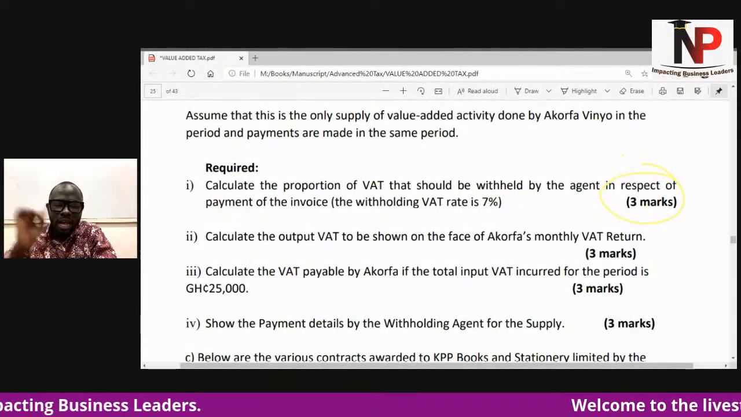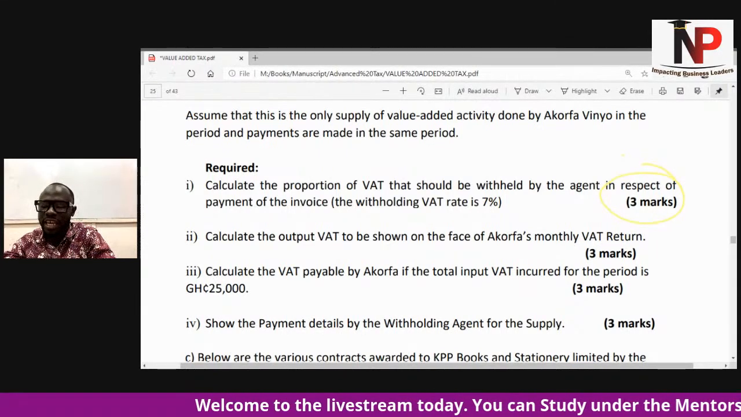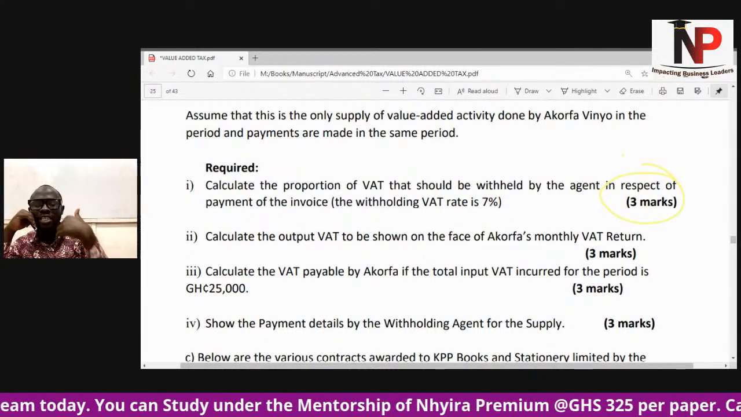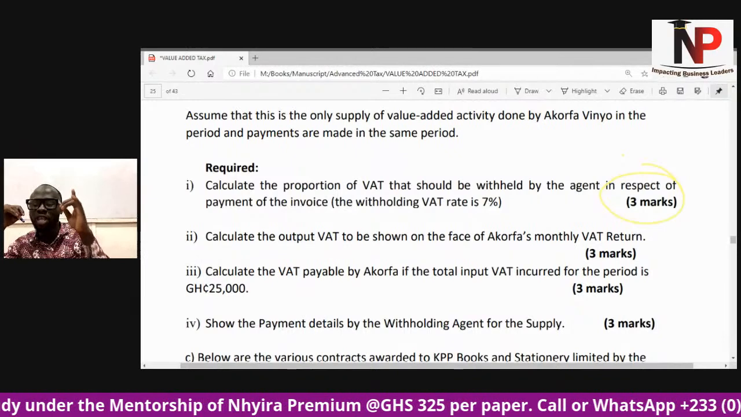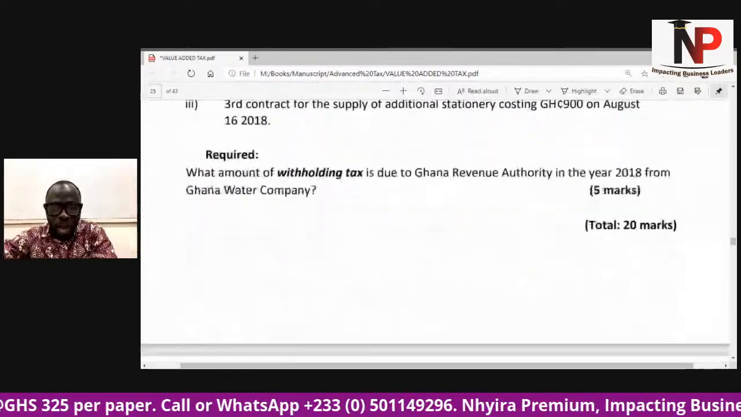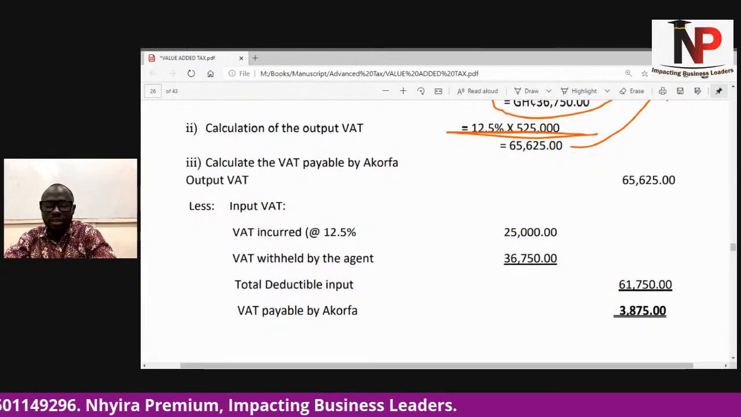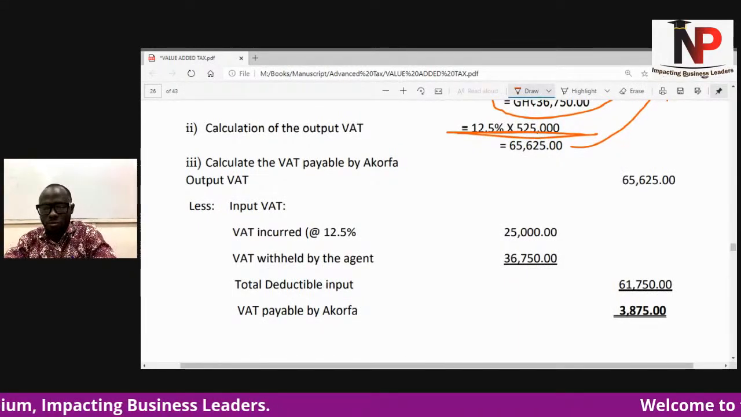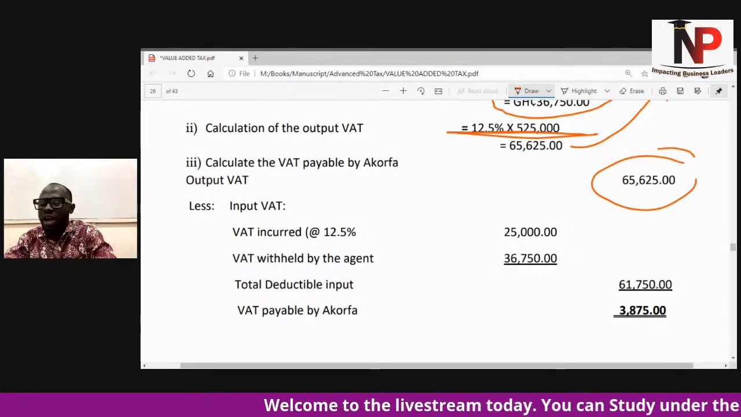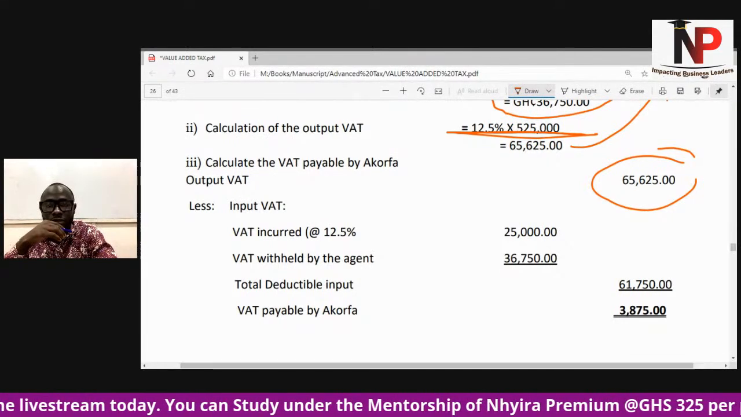Calculate the VAT payable by ACCA if the total input VAT incurred for the period is 25,000. So let's go to the third part and look at how much VAT is going to be paid. So look at what is happening here. If you remember, he is charging an output VAT of 65,625, which is 12.5% of the taxable value, right?